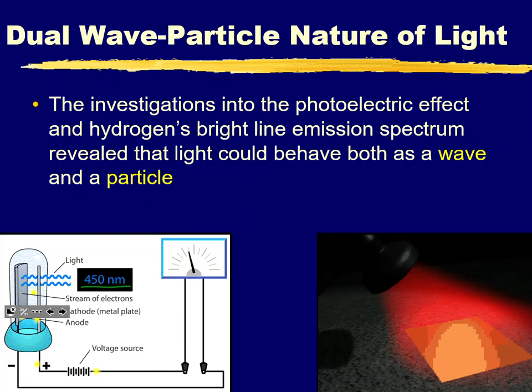So these two experiments, Bohr's line emission spectrum and Einstein's photoelectric effect, allowed for the idea of wave-particle duality, that light can behave in either way. It can behave like particles, it can behave like waves. So, moving on.